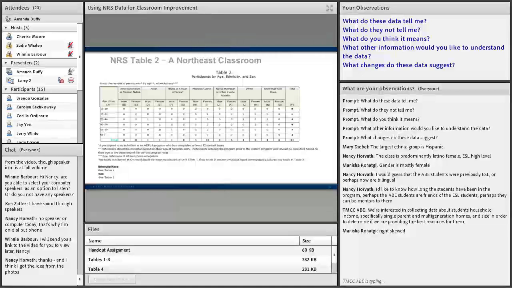So I see TMCC shared particular data that they're interested in collecting: income, specifically as it relates to parent and multi-generational homes, all of that to inform and evaluate their program effectiveness and if they are providing the best resources to them. What else do you notice about this table and the data that is included in it?